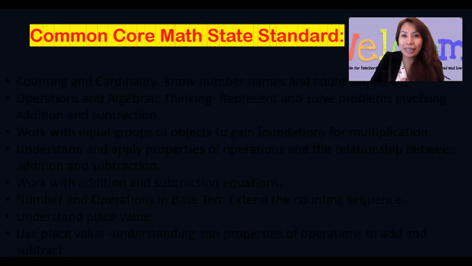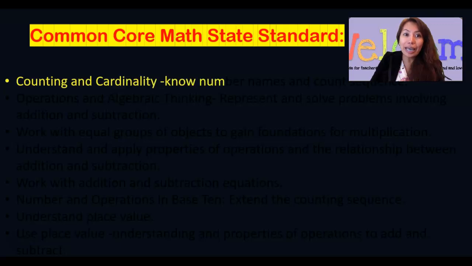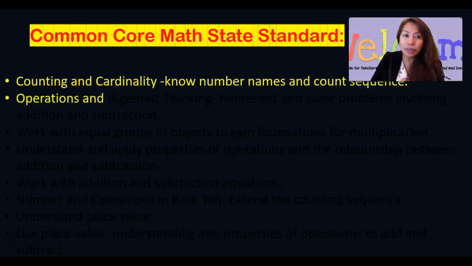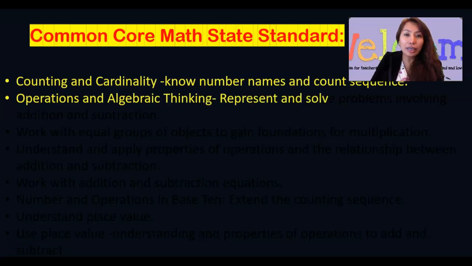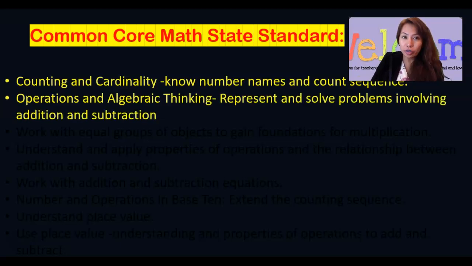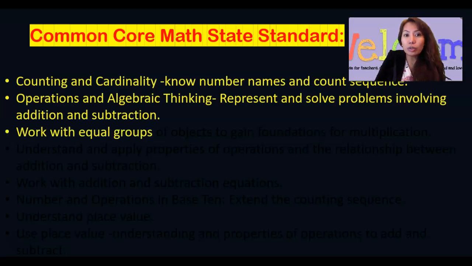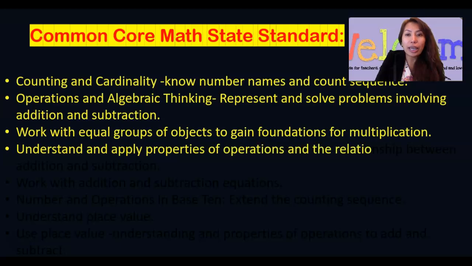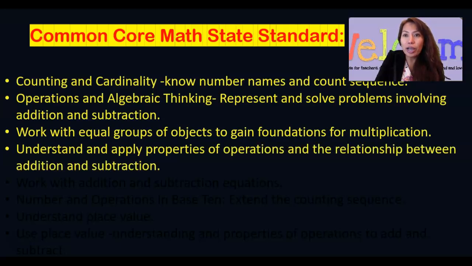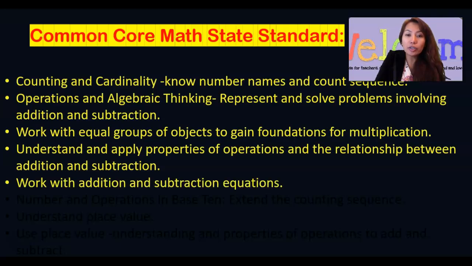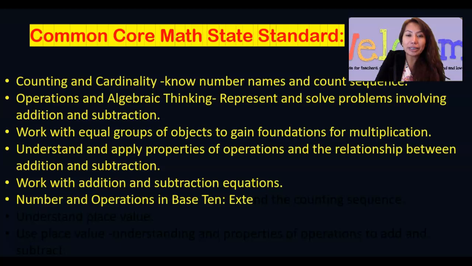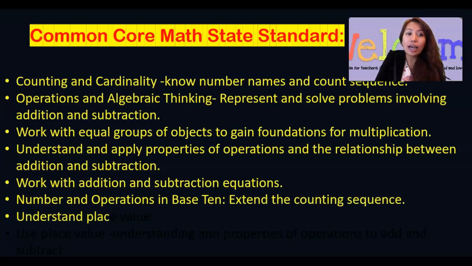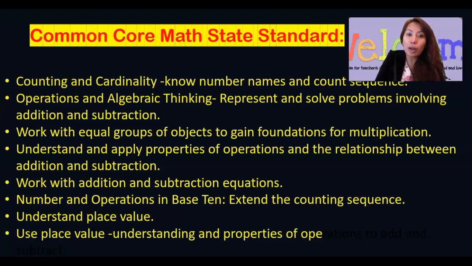Common Core Math State Standards: Counting and Cardinality, Know Number Names and Count Sequence; Operations and Algebraic Thinking, Represent and Solve Problems involving Addition and Subtraction, Work with Equal Groups of Objects to gain foundation for multiplication, Understand and Apply Properties of Operations and the relationship between addition and subtraction, Work with addition and subtraction equations; Number and Operations in Base 10, extend the counting sequence, understand place value, use place value understanding and properties of operations to add and subtract.